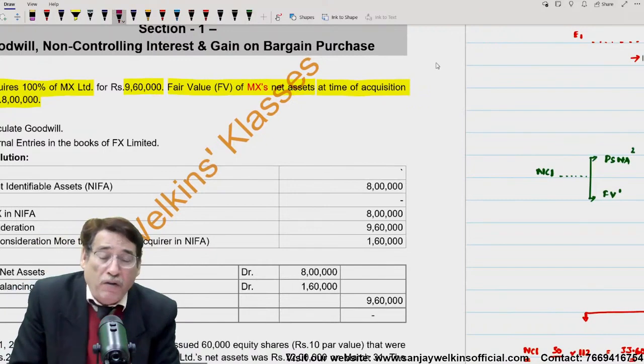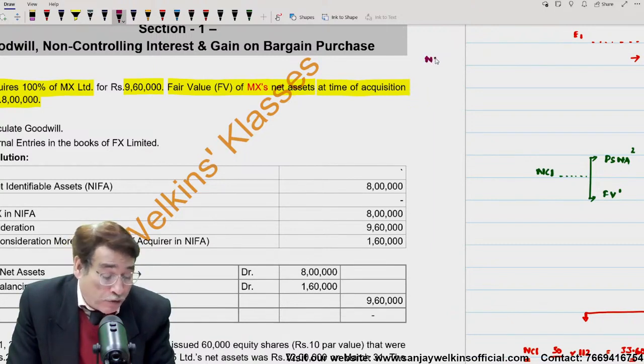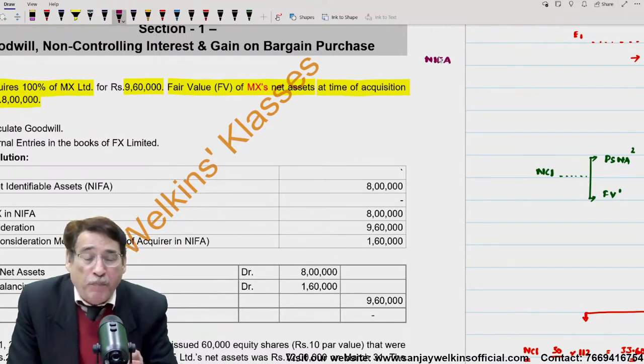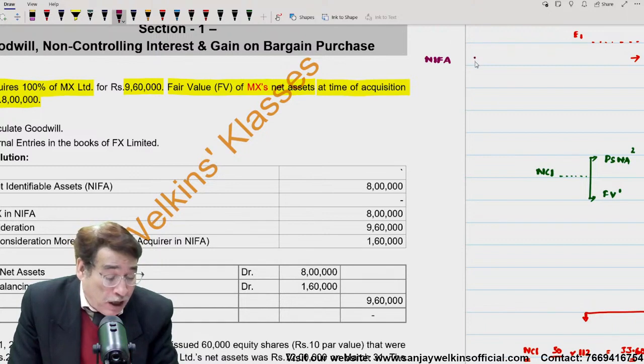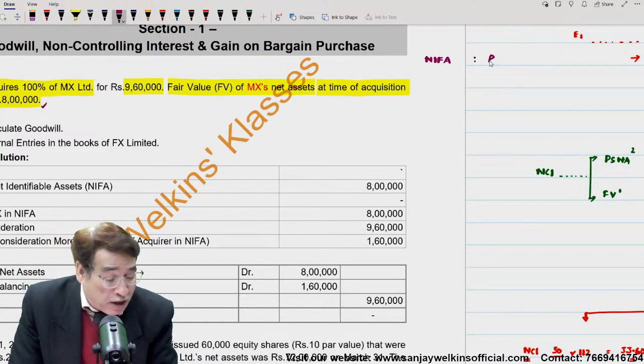in this particular case, first of all, we are supposed to compute the amount of goodwill. Now, please quickly tell me how I am going to compute the amount of goodwill. First of all, I am taking into account NIFA. When I say NIFA, it means net identifiable assets of acquiring company on the date of acquisition at fair value. I'm not writing it completely, but simply writing NIFA. Now, we have already seen that 8 lakh is the value. So I'm going to write here 8 lakhs.